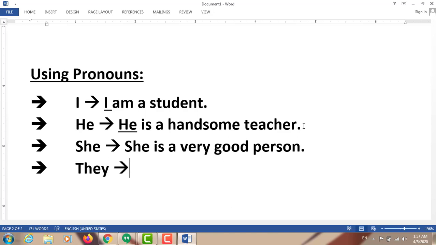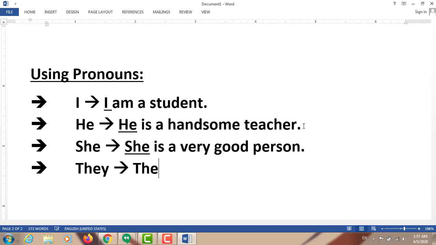And they. "They" is used for plural, to point out people who are not with you, a group of people you want to point out.